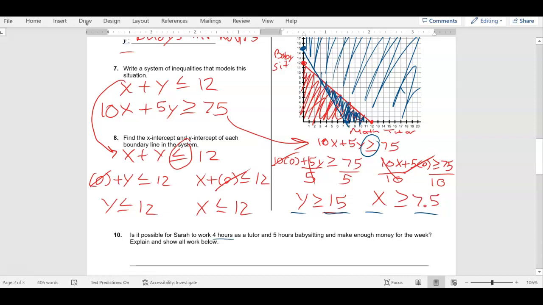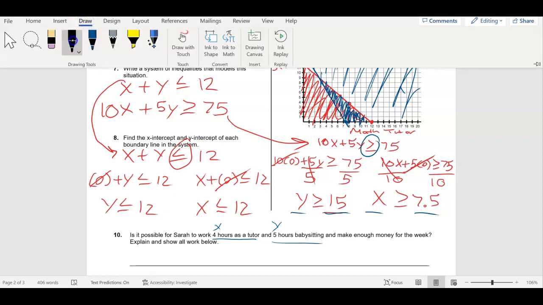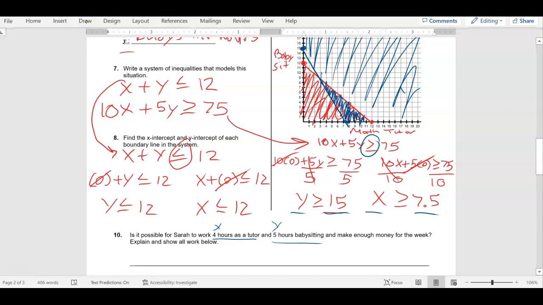Now, here's the question. If Sarah works 4 hours as a tutor, tutor's on the x-axis, 4 for my x, and 5 for babysitting for my y, does she make enough money for the week? Is she in the double shaded area? So let's go ahead and 4 on the x, 5 on the y is right here. Is that in the double shaded area? Now, unless I graphed wrong, that looks like it's below the blue line in the single shaded area. So no, not in the double shaded area.